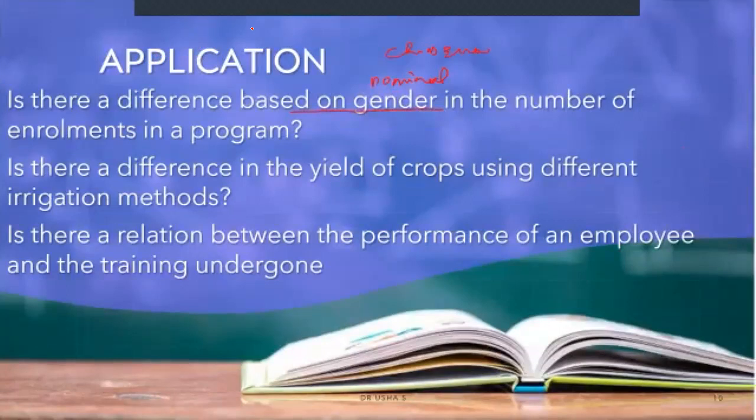So here you're trying to find out, is there a difference? Next is there a difference in the yield of crops using different irrigation method? Here you're going to use different irrigation methods. So definitely there are going to be two sample sets. This is one and this is two. Here you're going to use one irrigation method, you're going to use another irrigation method. Is there a difference between these two, the yields from these two methods of irrigation?